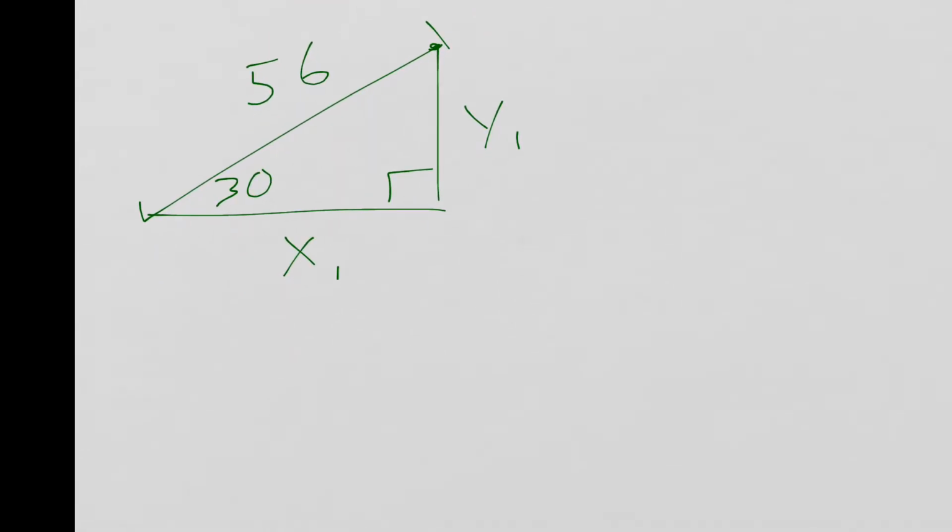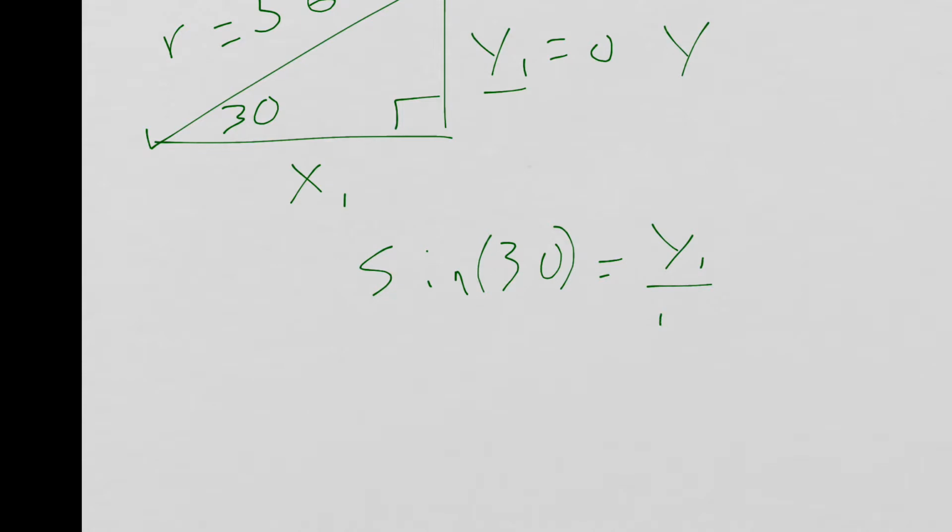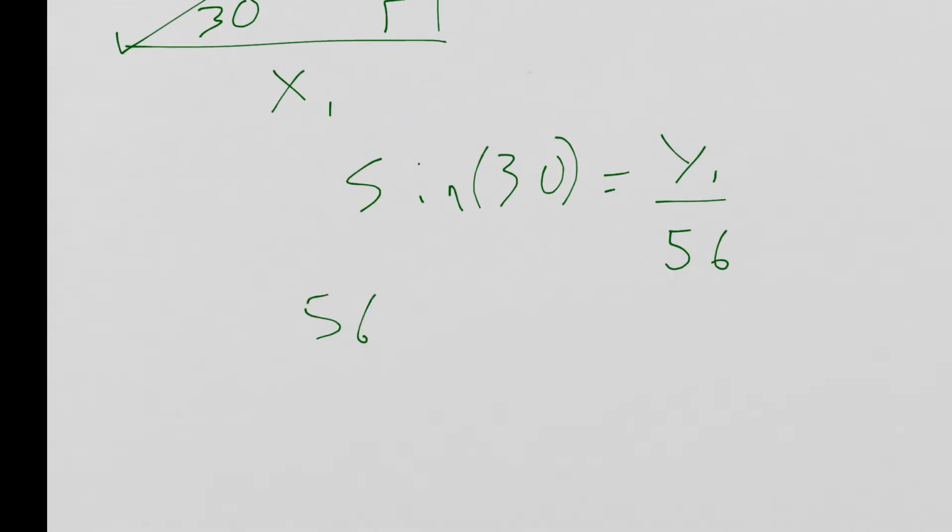So to find y1, I'm going to use sine. So the sine of 30. And I'm using sine because this is the opposite and this is the hypotenuse. SOHCAHTOA. Or this is the y value, this is the r value. Right? Either way you want to look at this. So I'm going to use 30 degrees, and it should equal the opposite, y1, over 56. Okay? Well, at this point I can put 56 up here. So it'd be 56 times sine of 30.